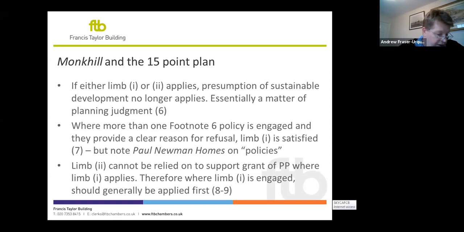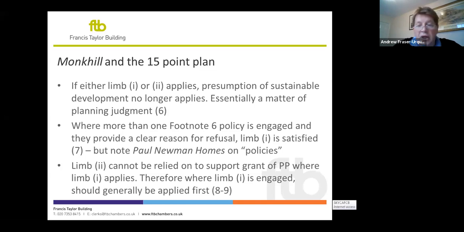And of course, all of those issues, and particularly whether the limbs apply, are essentially a matter of planning judgment, which of course means they become very difficult to challenge in court, because we all know the very well-known principle that the court won't interfere with exercises of planning judgment.